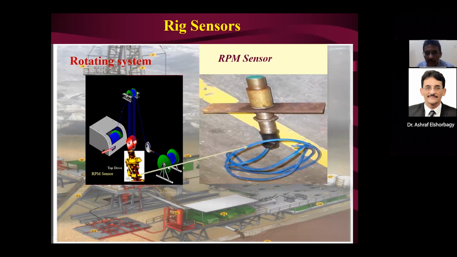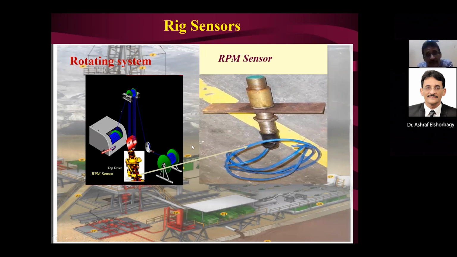Also, if we are rotating the string at 100 RPM, 100 revolutions per minute, and suddenly the RPM is decreasing, becoming 50 or 60, I have to inform the driller that we have stalling of the string. And so it's very, very dangerous, and the driller has to stop rotating and start working on the hole. So in the rotating system I have a sensor called the RPM sensor, and you see the importance of this sensor.